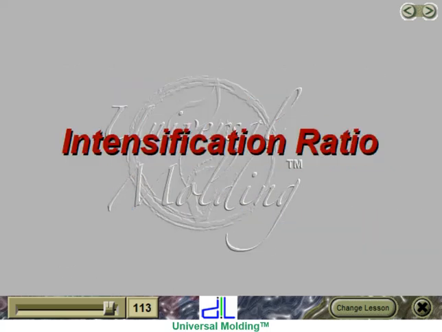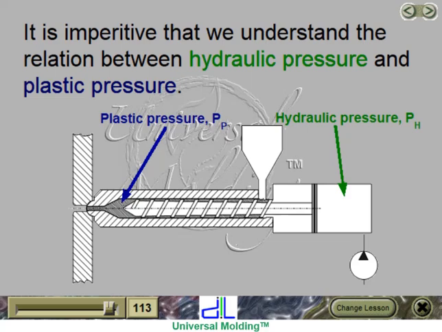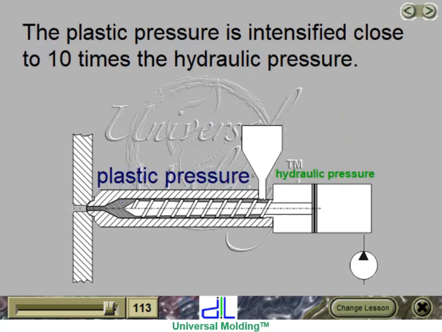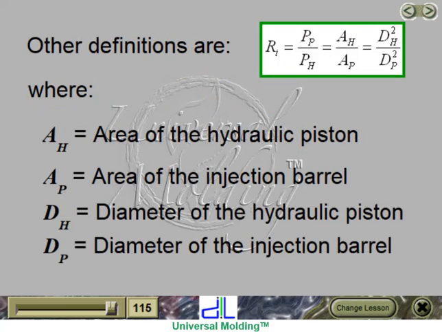Intensification ratio. It is imperative that we understand the relation between hydraulic pressure and plastic pressure. The plastic pressure is intensified close to 10 times the hydraulic pressure. The intensification ratio, R sub I, represents the relationship between hydraulic pressure, P sub H, and plastic pressure, P sub P. Other definitions are: the intensification ratio is equal to the plastic pressure divided by hydraulic pressure. This is also equal to the area of the hydraulic piston divided by the area of the injection barrel, and is also equal to the diameter of the hydraulic piston divided by the diameter of the injection barrel. Let's review.